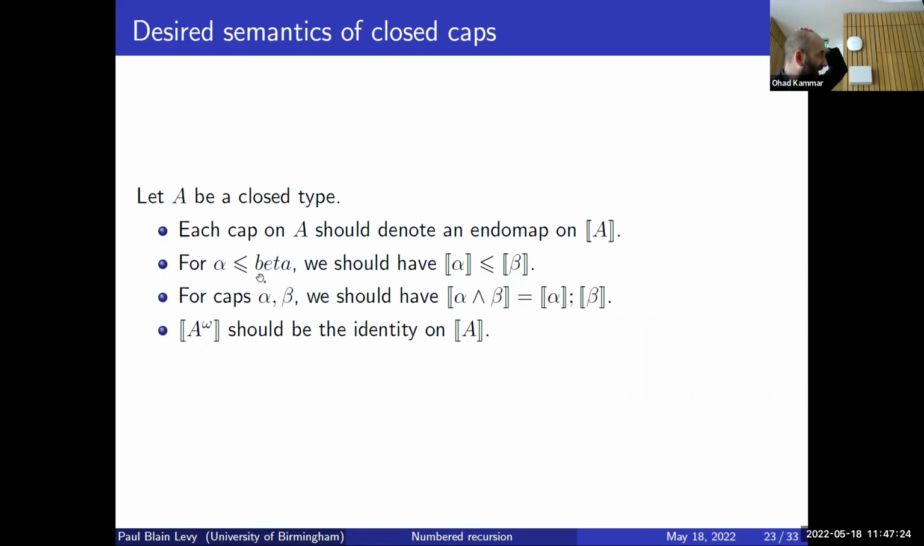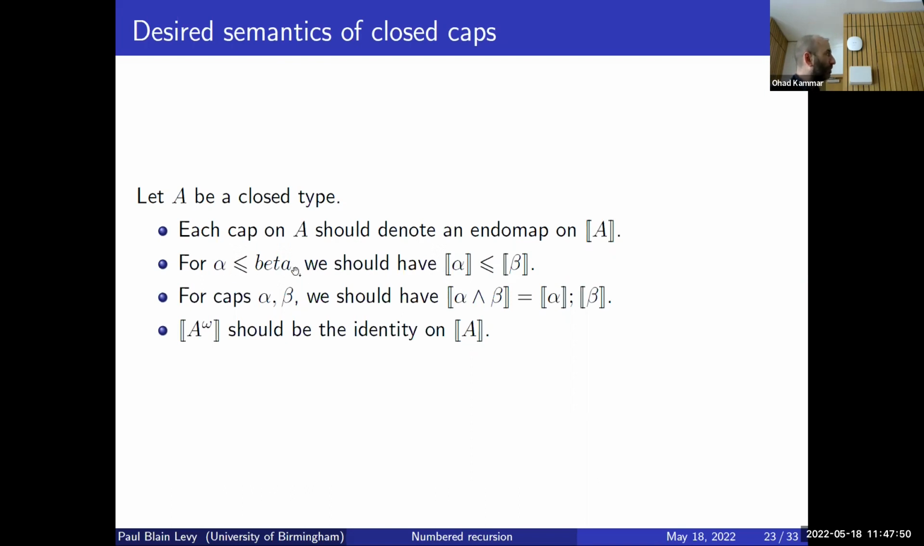Oh, by the way, there's a backslash there before the beta, right? So on a closed type, we want every cap to denote an endomap. So if A is a value type, then this will be a partial continuous endomap. If A is a computation type, it will be a strict continuous endomap, right? But in each case, it's an endomap. And if alpha is below this, okay, what are the basic properties?